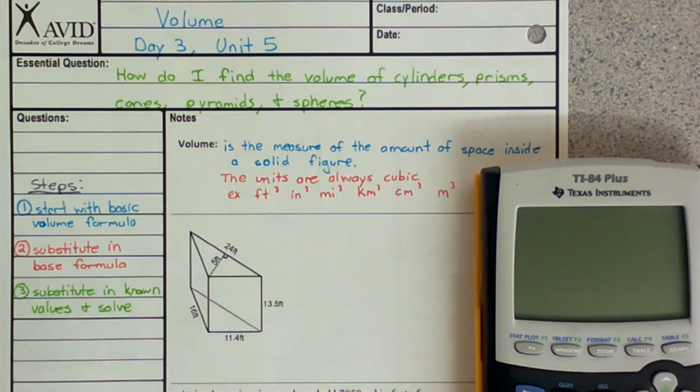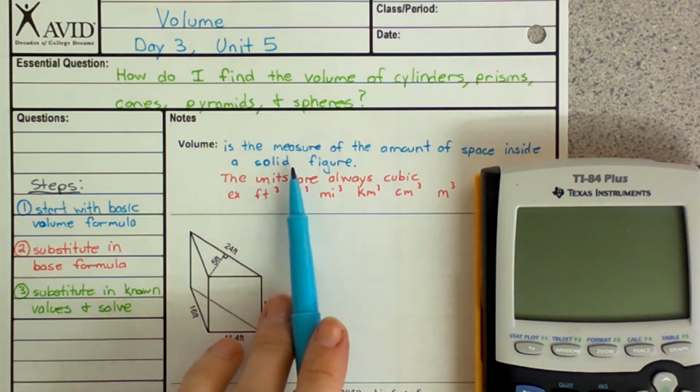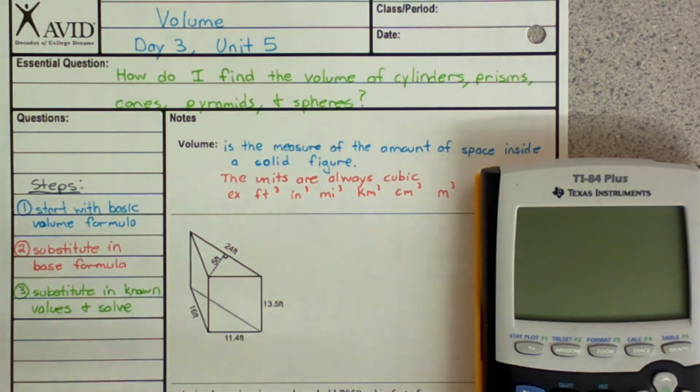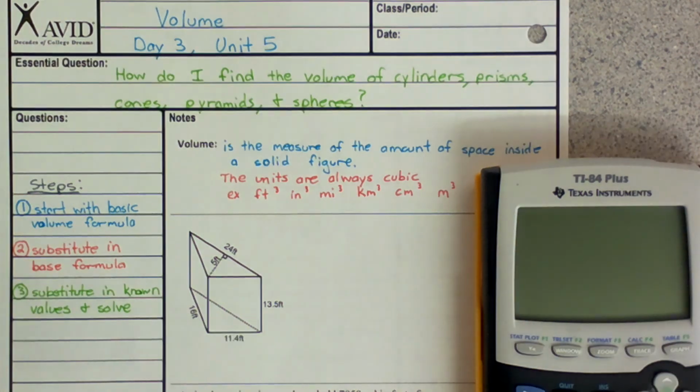Okay, so these are notes for volume day 3 of our unit 5. We are looking at how to find the volume of cylinders, prisms, cones, pyramids, and spheres. So the first thing we want to know is that volume is the measure of how much space something takes up. So how much could I fill something up inside?